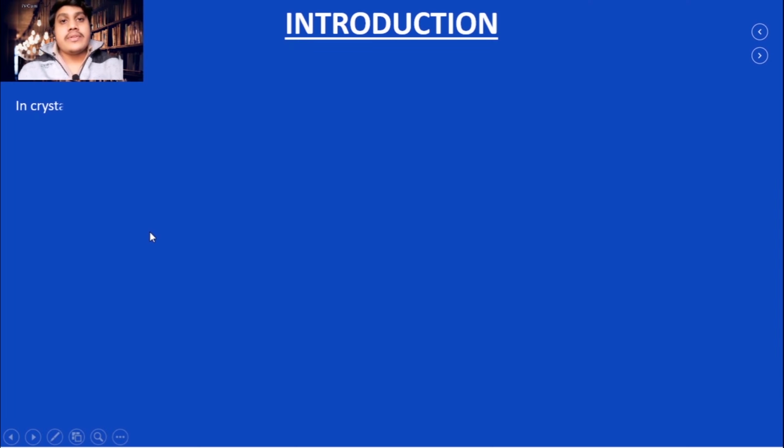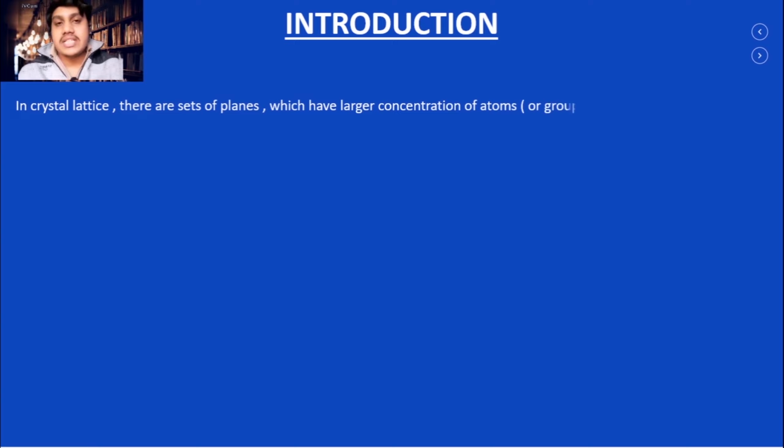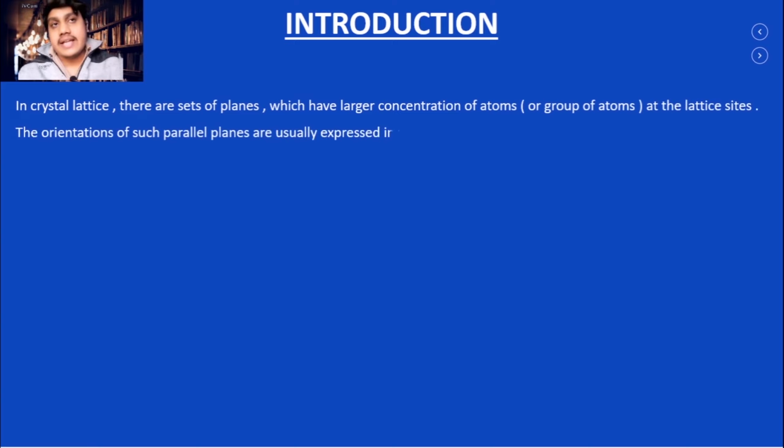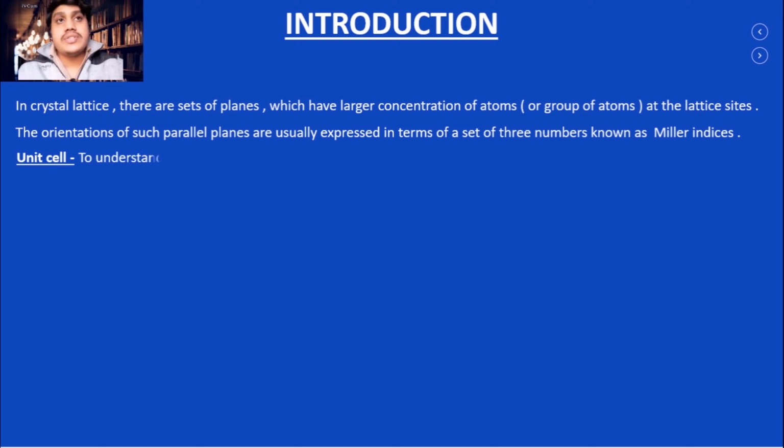So it's our introduction. In a crystal lattice, there are sets of planes which have a larger concentration of atoms or group of atoms at the lattice sites. The orientation of such parallel planes is usually expressed in terms of three numbers that are called the Miller indices. First we have to know what a unit cell is. So here it's a unit cell.